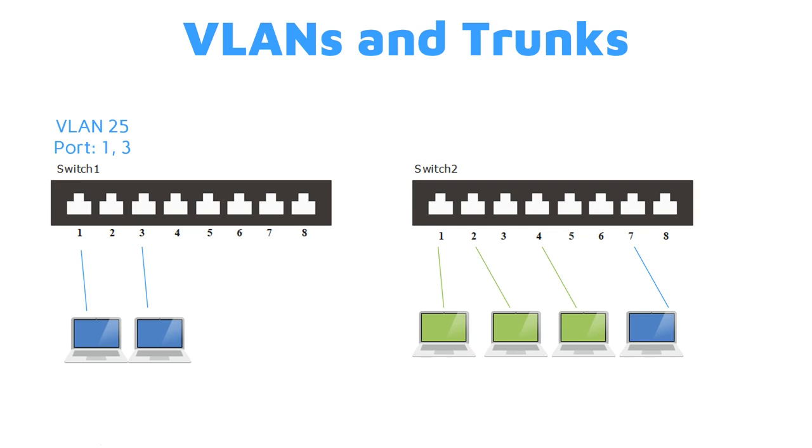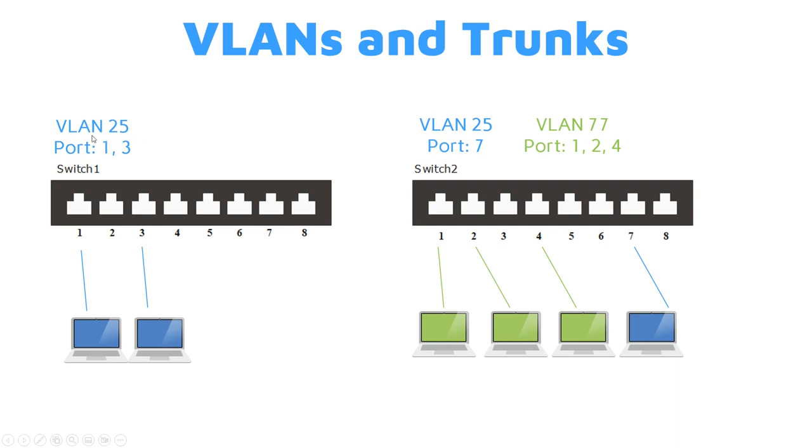This means that when you think about port number 1 and 3, only devices that in a way have a key, VLAN 25, can use it. On switch number 2, we have VLAN 25, the blue one on port number 7, and then the green one on port number 1, 2 and 4. That's very easy. One thing to remember. Actually, these PCs have no idea that they belong to anything like a VLAN.